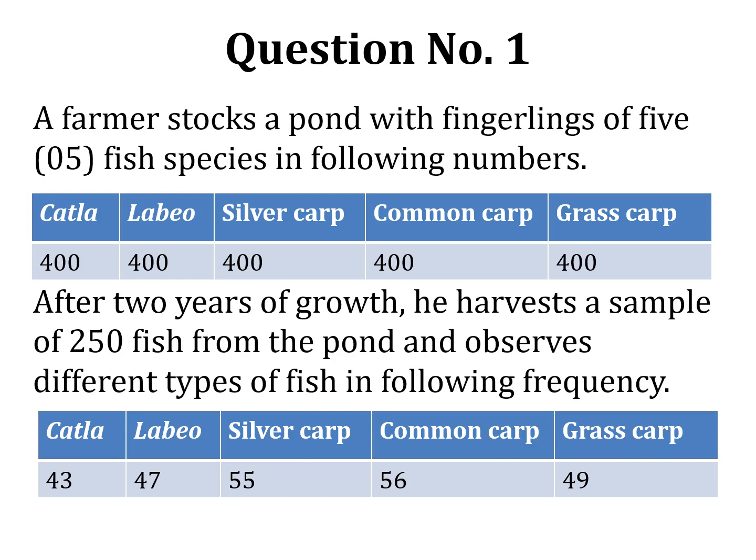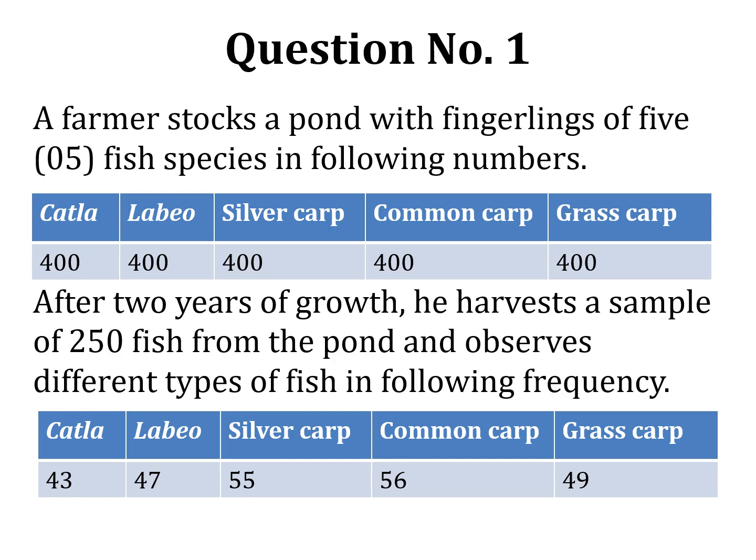So now, starting from exercise number 1, the question is: a farmer stocks a pond with fingerlings of 5 fish species in the following numbers. There are 400 for catla, 400 for labio, 400 for silver carp, 400 for common carp, and 400 for grass carp. So these are the numbers in which the fingerlings of five species have been stocked into a pond.